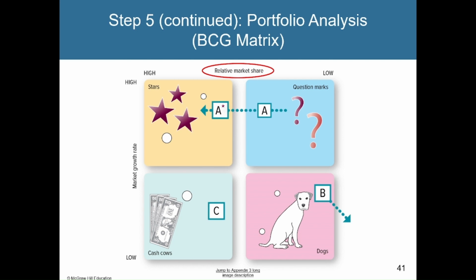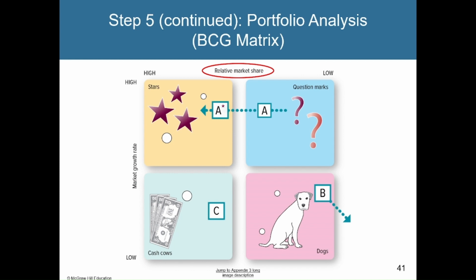Portfolio analysis is usually performed at the strategic business unit level. One of the most popular portfolio analysis methods, which was developed by Boston Consulting Group, we call it the BCG matrix, requires that firms classify all their strategic business units into a 2x2 matrix. Before I introduce those 4 different categories, let's look at the 2 factors involved.